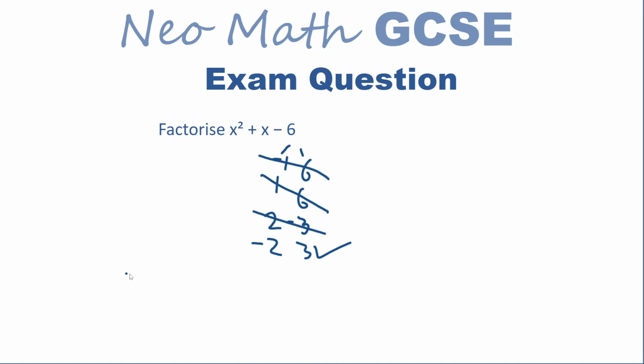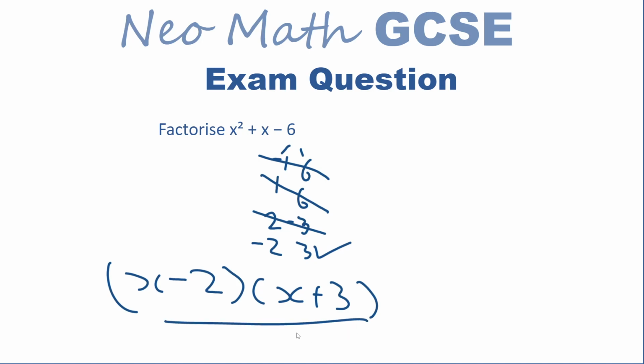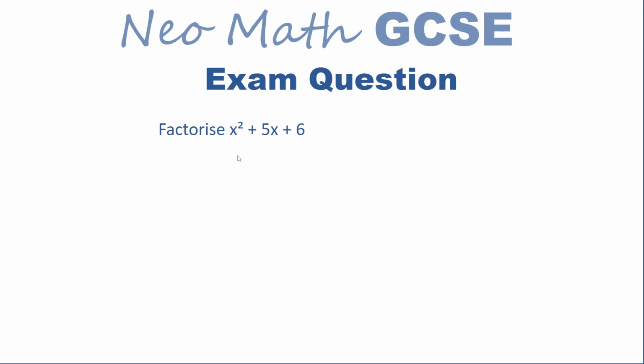So what we're going to do here, again, we're going to do x minus 2, and then we're going to do x plus 3, sorry. And that's your answer. As you can see, once you start to get the hang of this, it gets pretty simple.